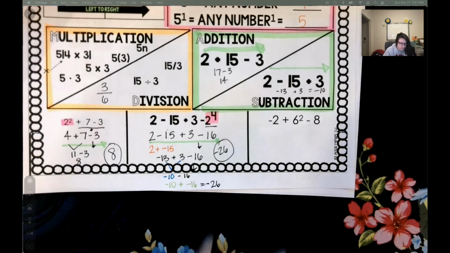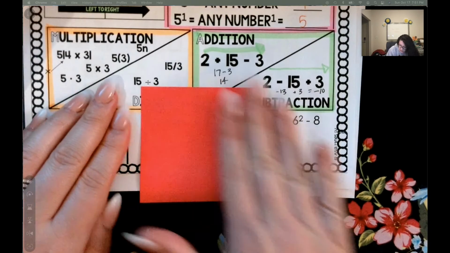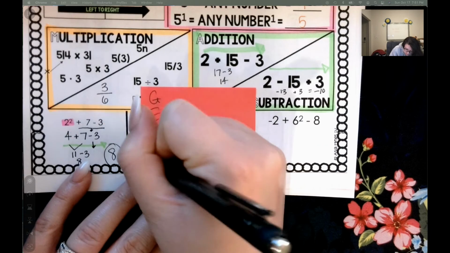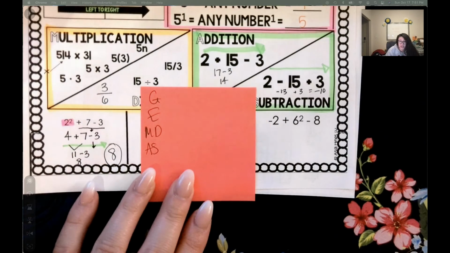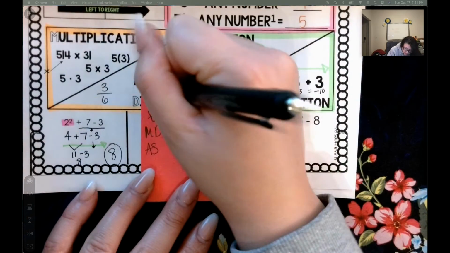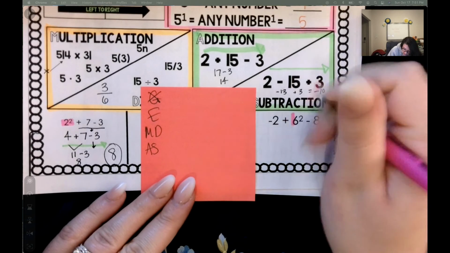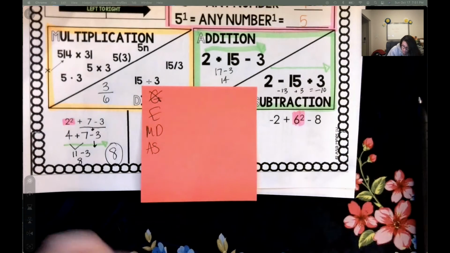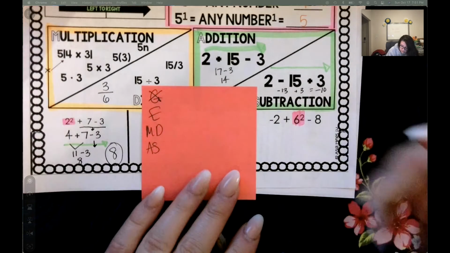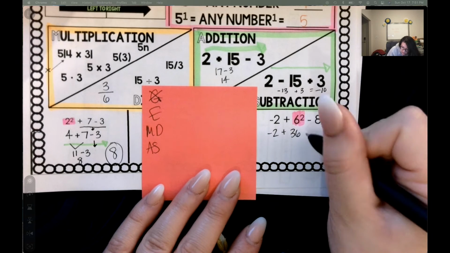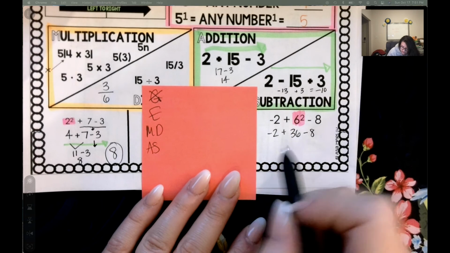All right, last one. Going through GEMDAS. Let me write it all out. Grouping, any grouping? Nope. We have one exponent. We have 6 squared. What is 6 squared? 36. So now I have negative 2 plus 36 minus 8.